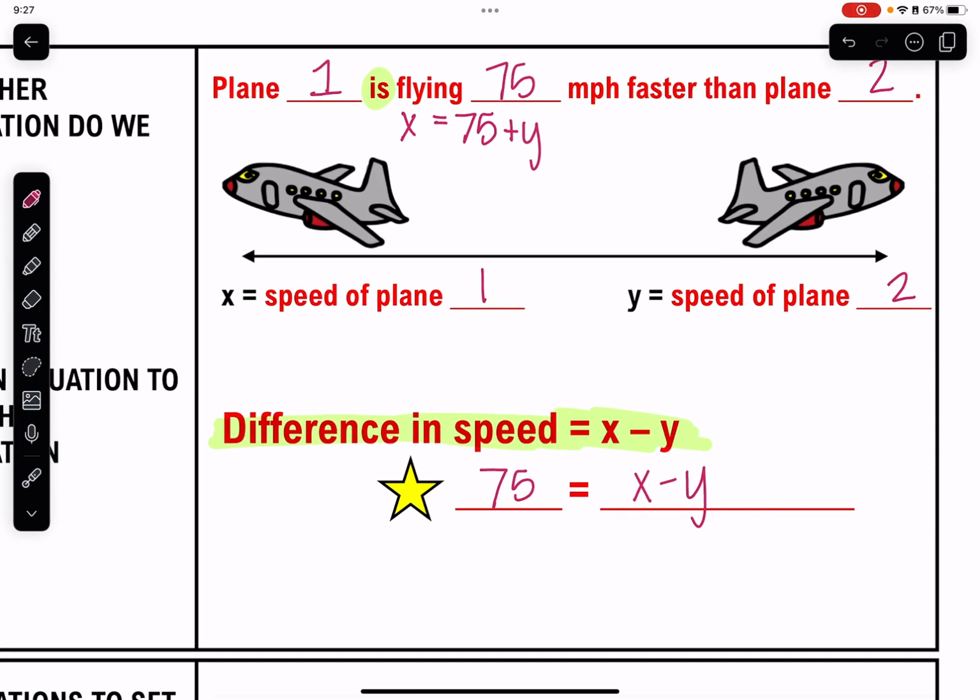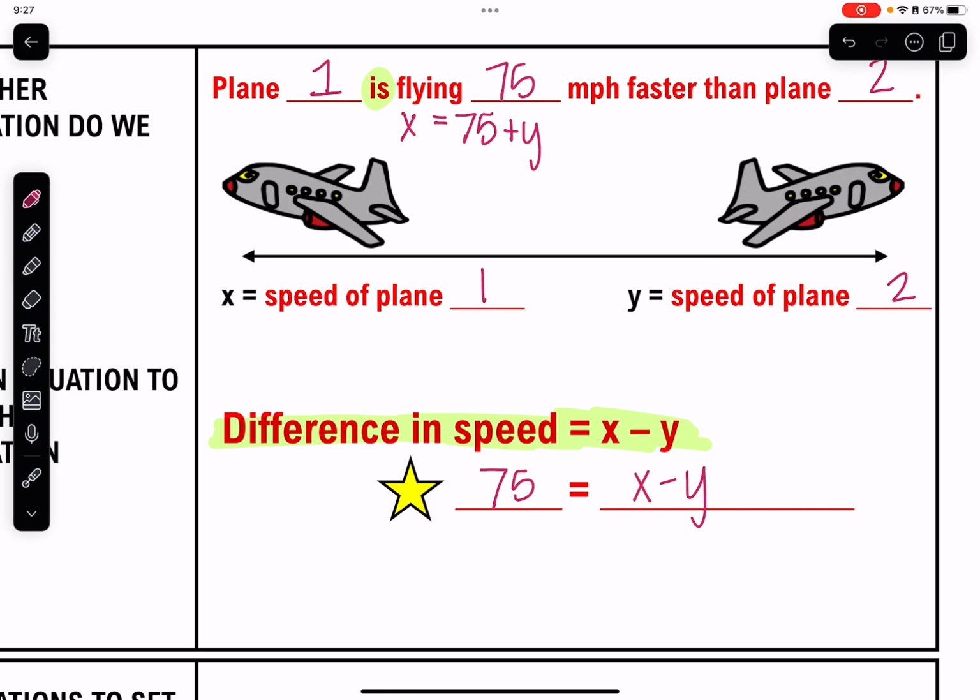And if you're wondering, how are these the same? Well, you could move this one over, right? When you're trying to solve for x, you would add y to both sides, right? So 75 plus y equals x. So you can do 2 ways. You can have that equation up there if you feel like turning the sentence is easier for you, or you can just memorize that it's always going to be your difference of speed, so whatever difference they have between them is x minus y, where x is that faster plane, okay?